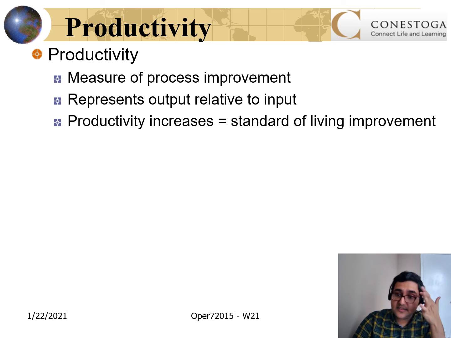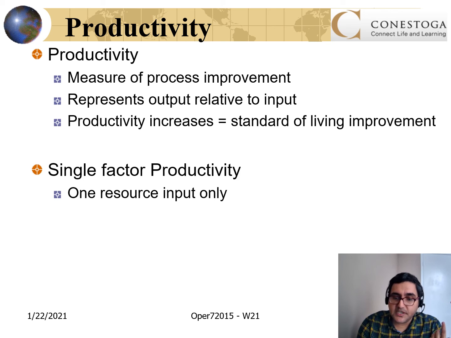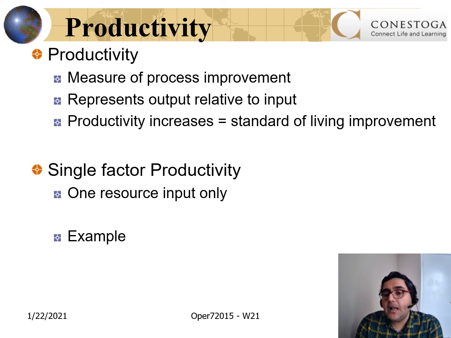So to start with, as I said, productivity is always used for measuring the process improvement. So you need to have a ratio. You need to find out an output and an input. The ratio of that output divided by the input will help you to measure productivity. Now, we define two different types of productivity: one-factor or single-factor productivity, and multi-factor productivity. I'll show the examples of this.